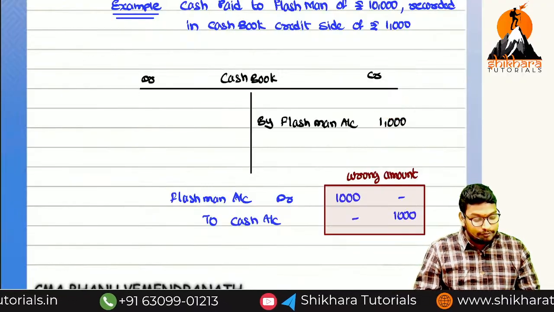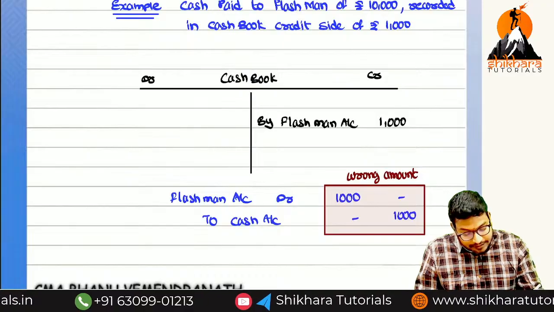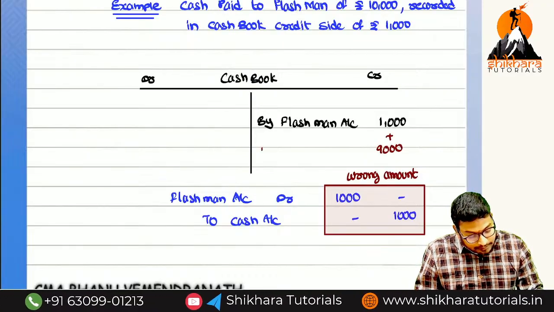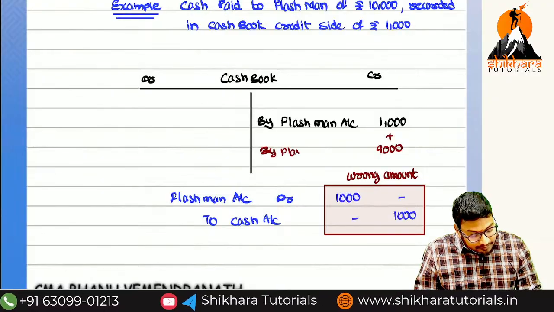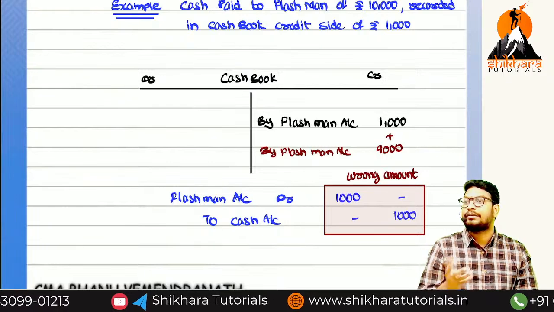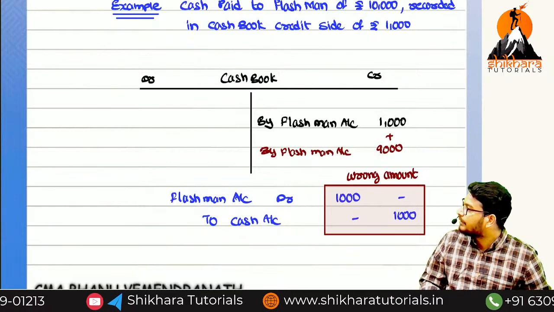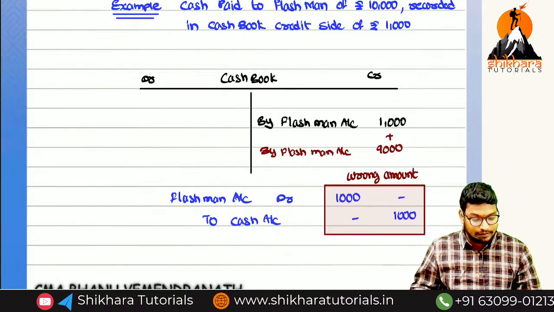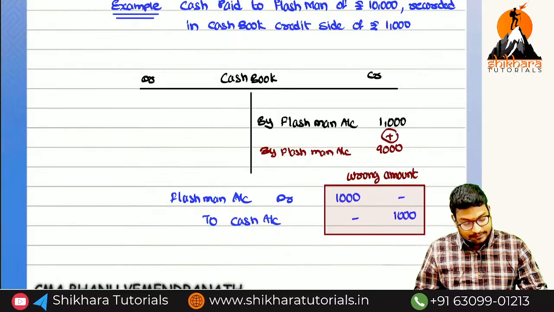That is the reason. Now what are we doing here? We need to add 9,000. And what do we do? By Flashman once again. What is the entry? Flashman account debited to cash account. So more amount means we have to cancel. Less amount means we have to add. A simple concept.